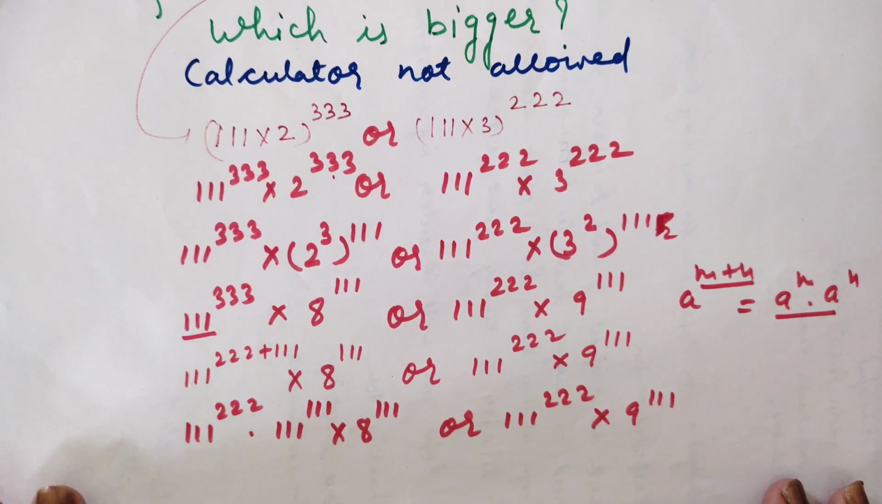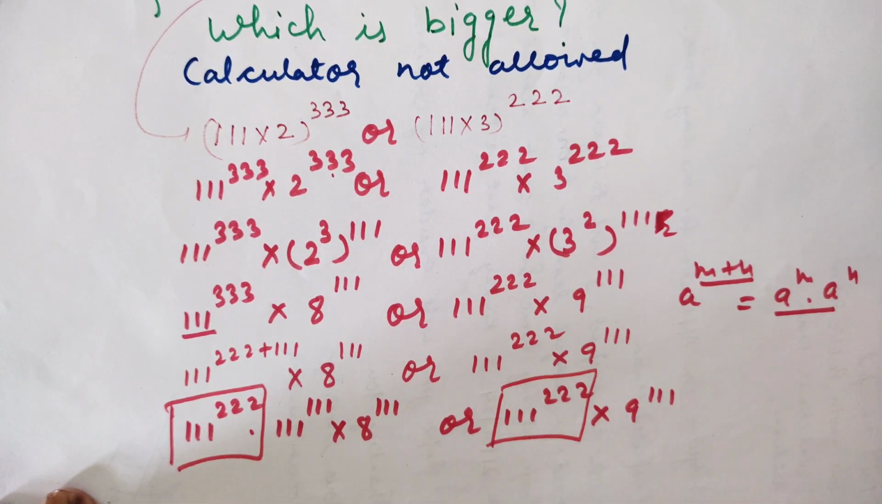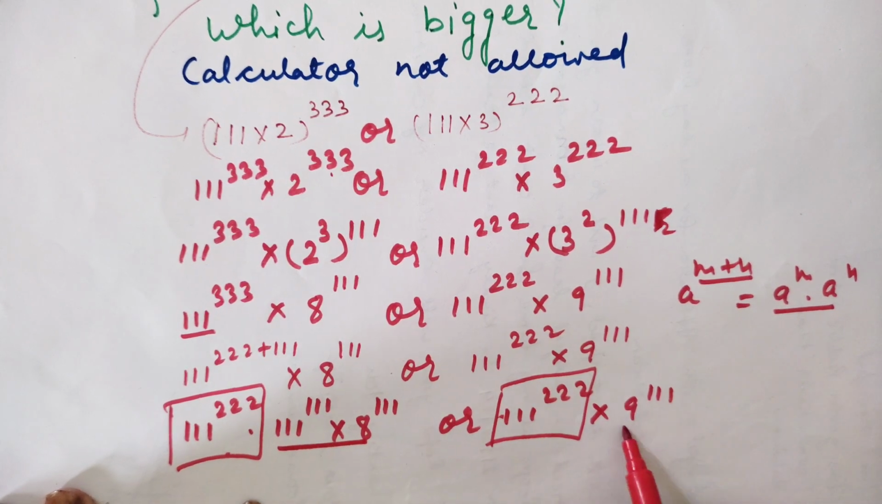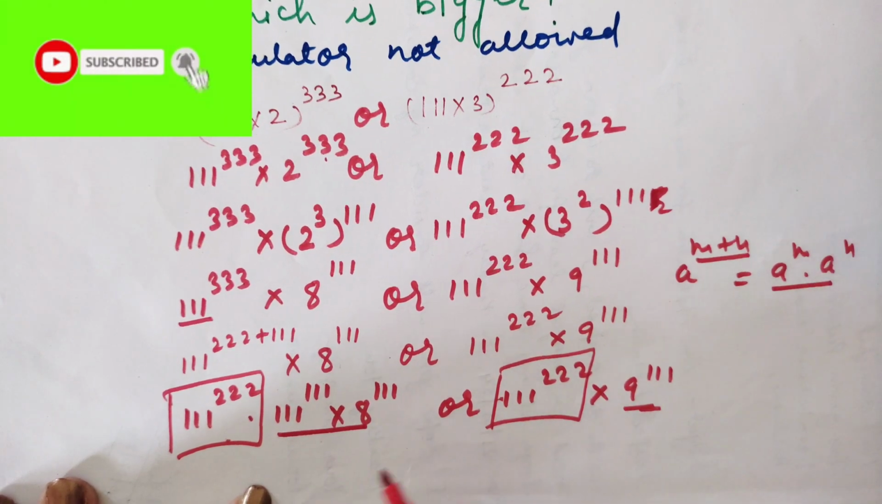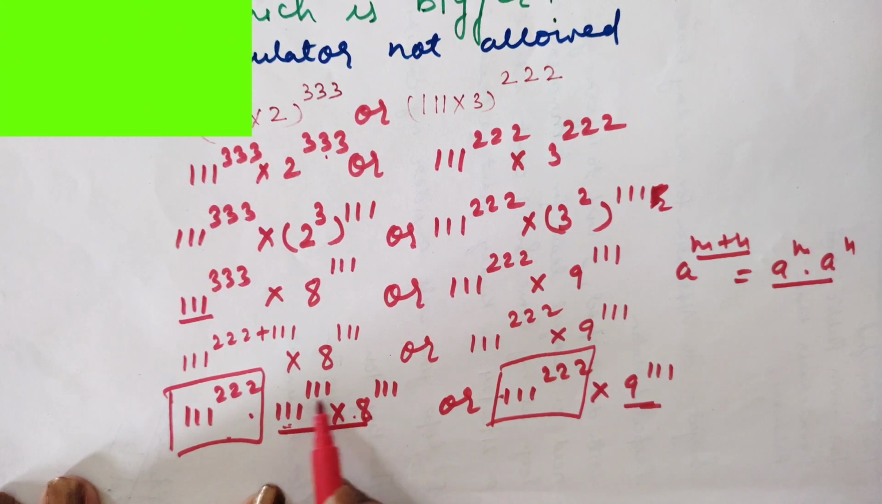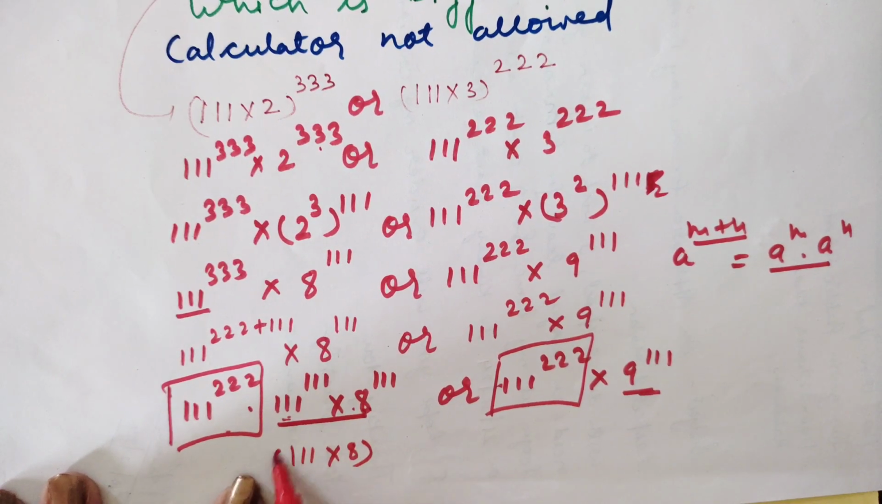Now you can see this term and this term both are the same, so we will not compare them. We will compare only this one term and this one term. First of all, you can see 111 power 111 and 8 power 111. We are using the law again: the bases are different but the powers are the same. So we will write 111 into 8, whole power 111.